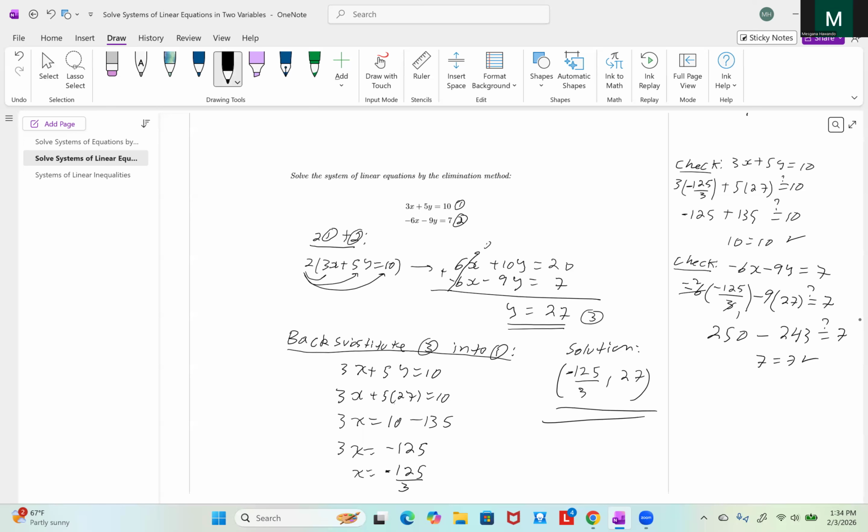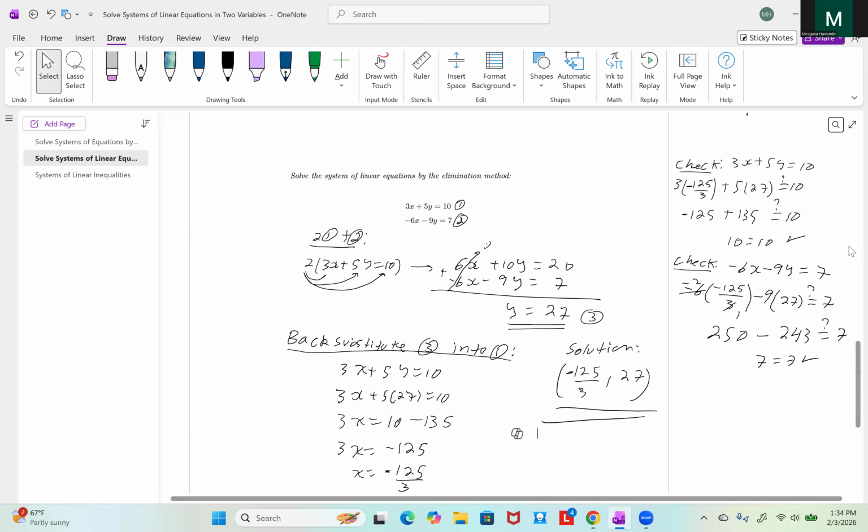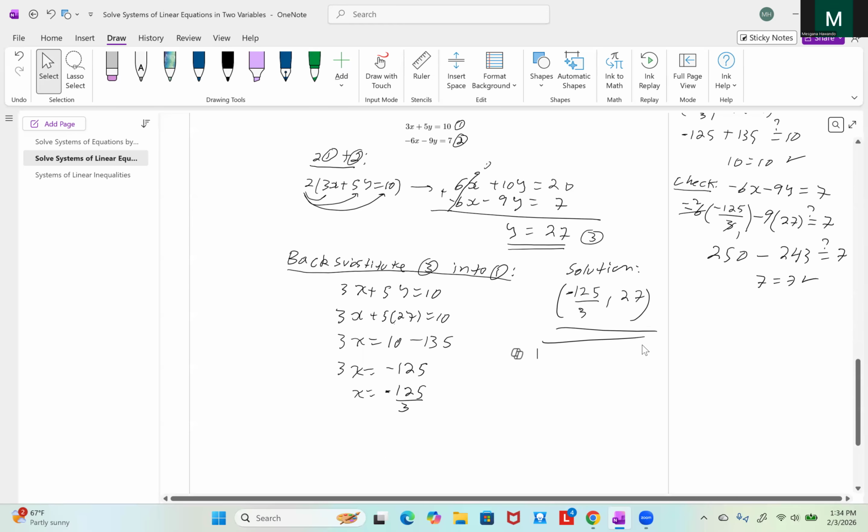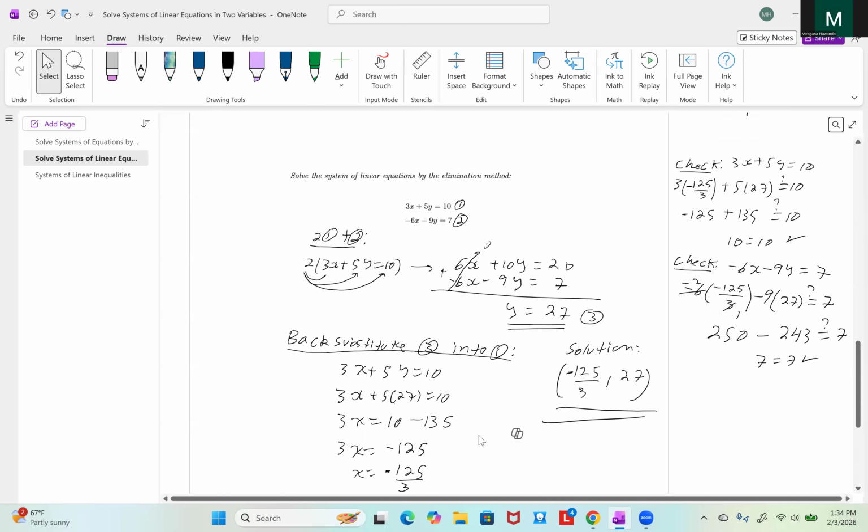So always check. It's very easy to make mistakes when you do calculations. So always check your answer. You can make a mistake in your work, or you can also make a mistake in your checking. So always go back and check.